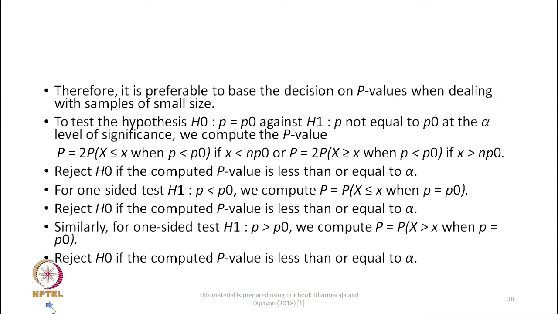So, reject the null hypothesis if the computed P value is less than or equal to alpha. That is what we have said earlier also. If it is a one-sided test, according to the null hypothesis, you have two possibilities of the one-sided test. In both cases you can find the p value. So, the conclusion is to reject the null hypothesis if the computed p value is less than or equal to alpha. The alpha is the level of significance.